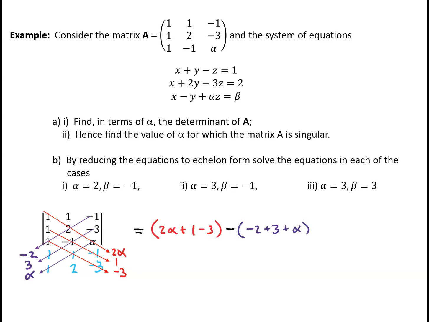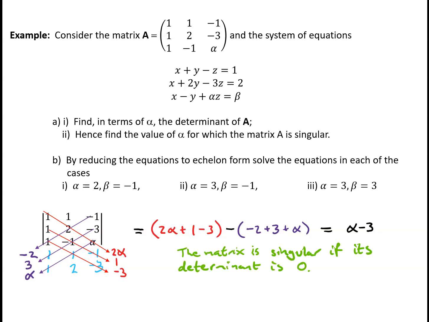So the value of the determinant is 2 alpha plus 1 plus minus 3, take away minus 2 plus 3 plus alpha, which simplifies to alpha minus 3. The matrix is singular if its determinant is 0. So for the determinant to be 0, I've got alpha minus 3 equals 0, so alpha must equal 3.